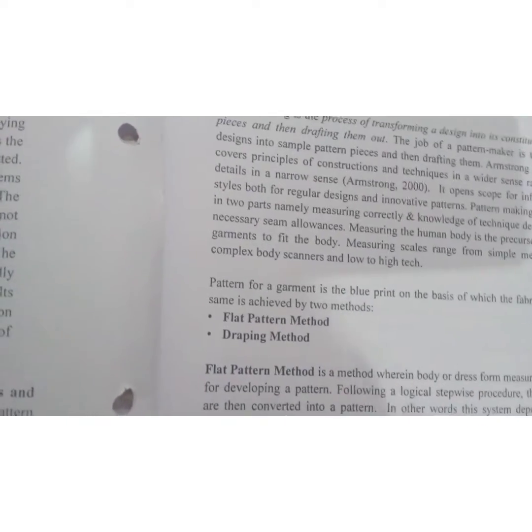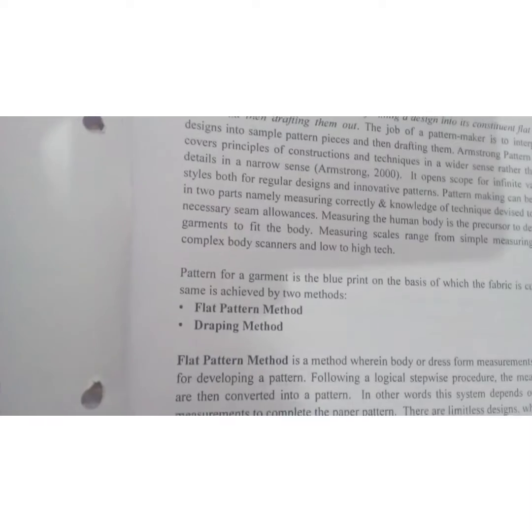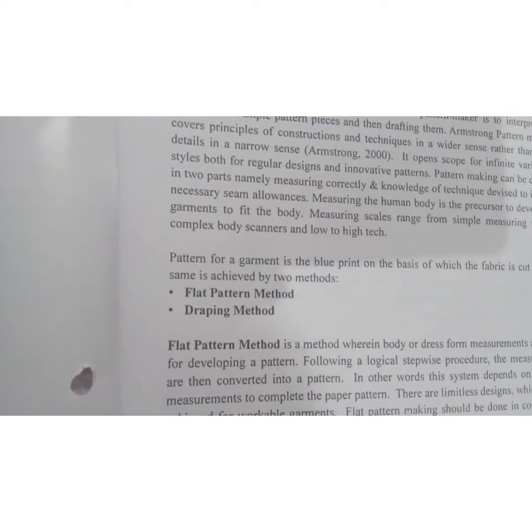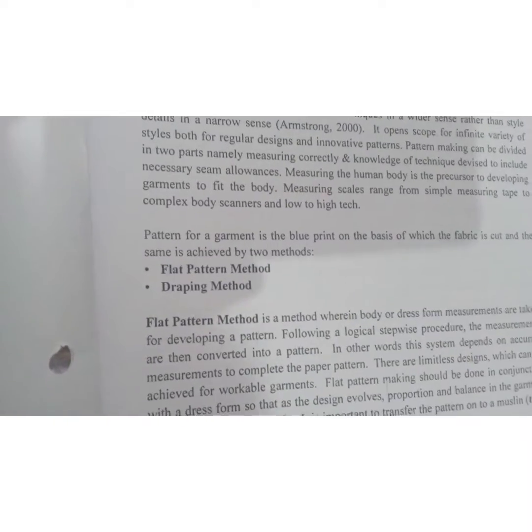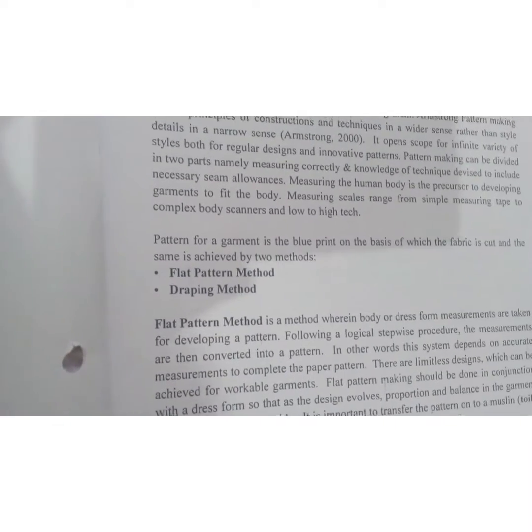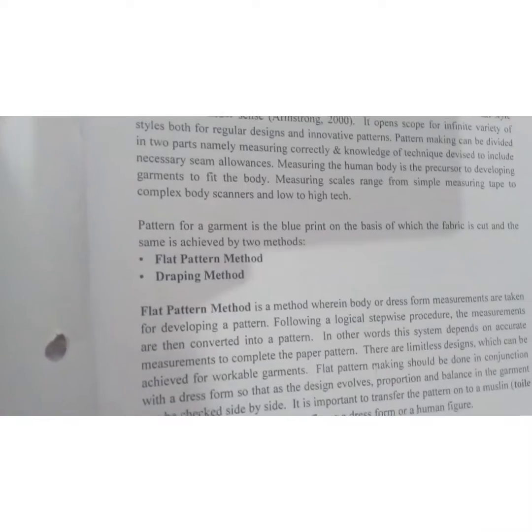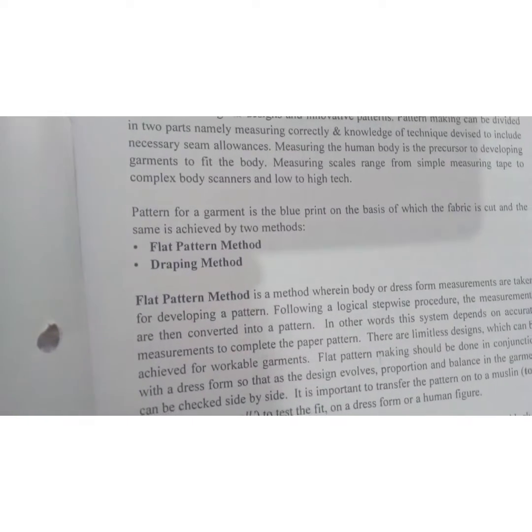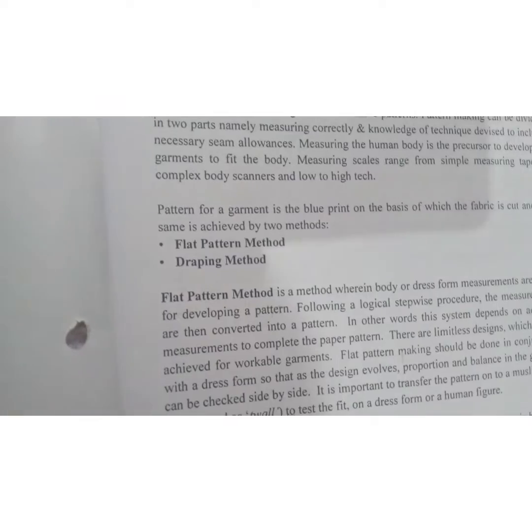Very, very simple things. Slowly in the next page we will continue. Here we are continuing page-wise. This is the first, what is flat pattern method: a method where the body or dress measurements are taken for developing a pattern, following a logical process. Here the three parts are there. The basic block includes ease allowance, which allows the body to perform a variety of normal body functions and requires the movement of the various body parts. The method is logical and easy to understand. So, flat pattern method.